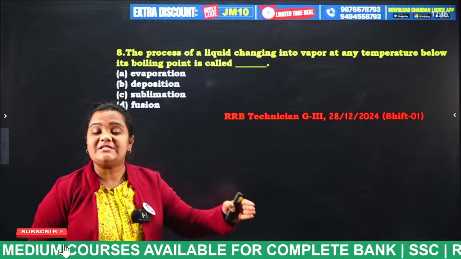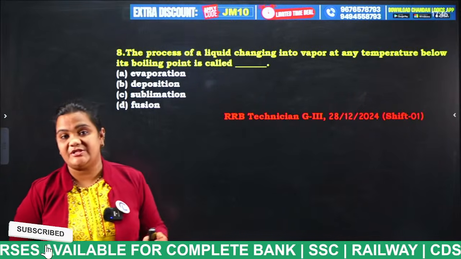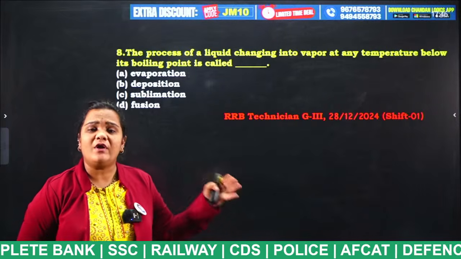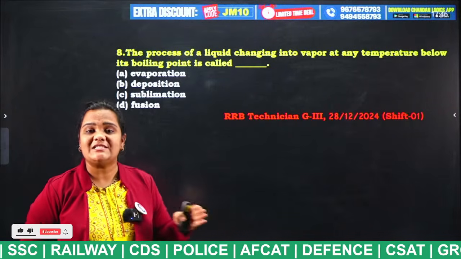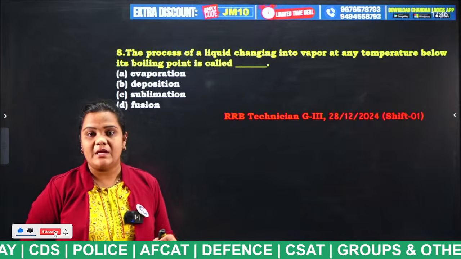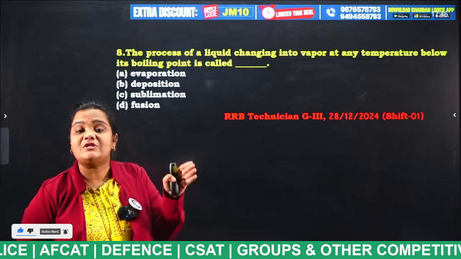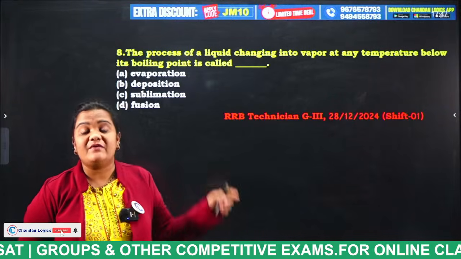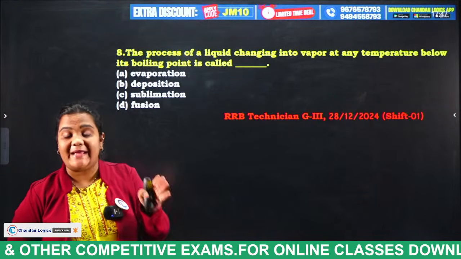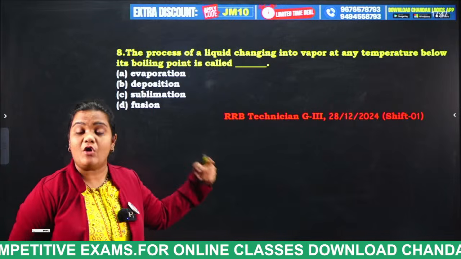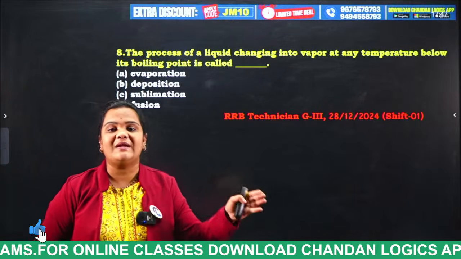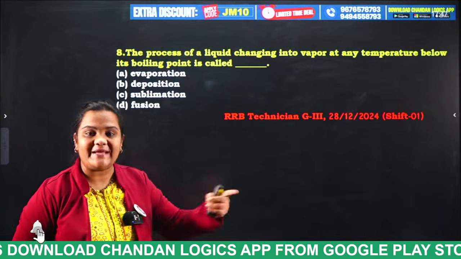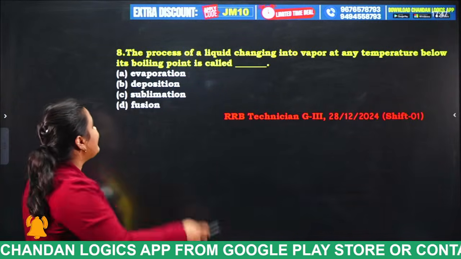Sublimation process means what, students? If the solid state directly converts to gaseous state, for example naphthalene balls or dry ice. And what do you mean by fusion? Fusion is nothing but melting. If the solid converts to liquid, we say it is fusion. What do you mean by deposition? If the gas converts into solid, for example snow. And finally, what do you mean by evaporation? If the liquid converts to vapor, we call it what, students? Evaporation or vaporization. So what may be the answer here?